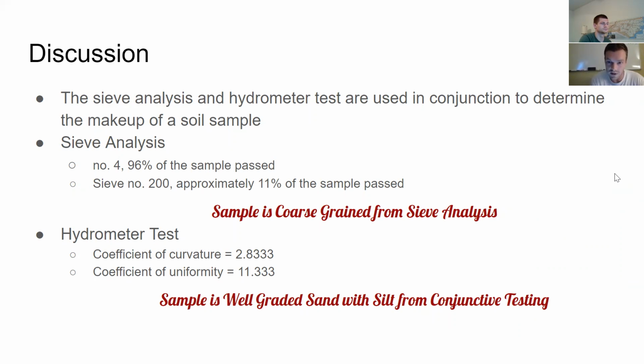water. To firstly address the sample that was tested, a sieve analysis was conducted to determine the makeup of the sample and what percentage of the sample surpassed the number 200 level sieve. Looking at the sieve number 4, 96% of the sample passed, marking the sample as a sand. Looking at the sieve number 200, approximately 11% of the sample passed. Based upon this passing percentage, we can conclude that the sample is a coarse-grained soil.